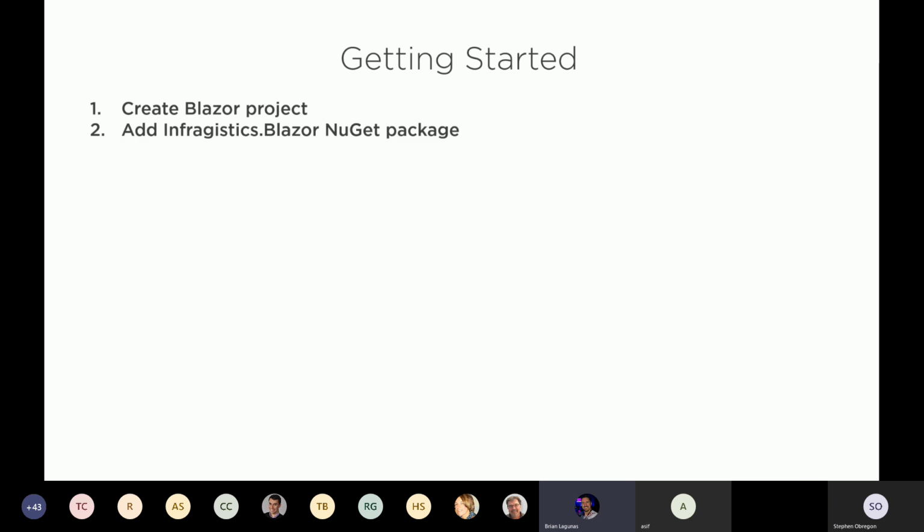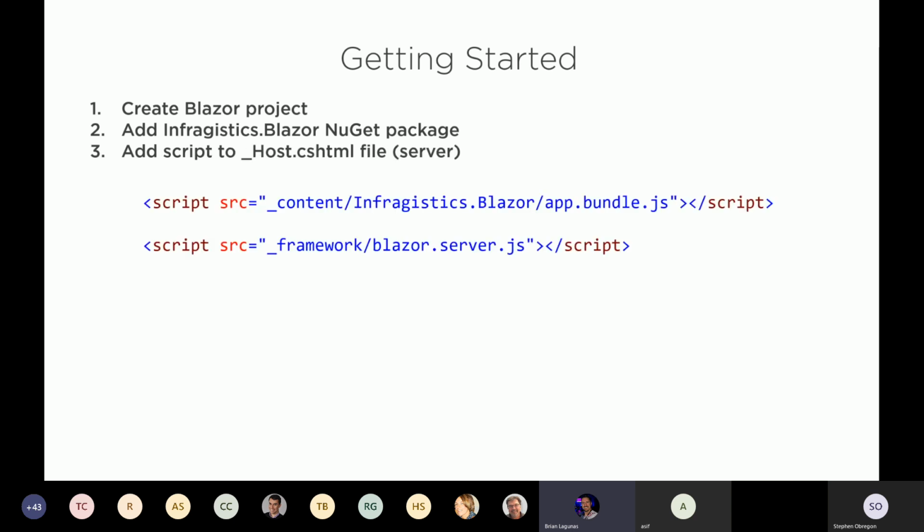The next thing you're going to want to do is add the Infragistics.Blazor NuGet package to your project. And then you're going to need to add this script. In this case, it's an example of a server-based file, but in the _Host.cshtml file, right above the blazor.server.js script, you're going to add this script for the Infragistics Blazor components, okay?